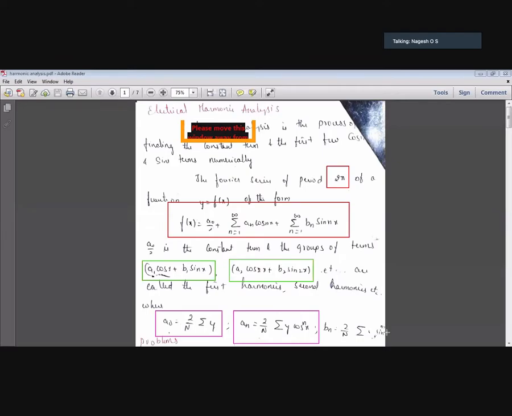A0 is 2 by n summation y, then An is 2 by n summation y cos nx. Bn is 2 by n summation y sin nx. Okay, this is the formula to find A0, An, and Bn.